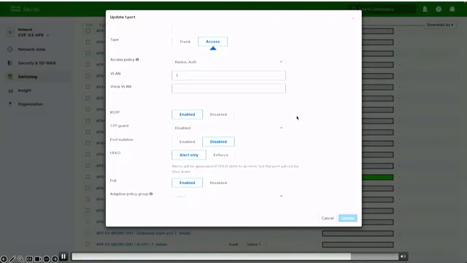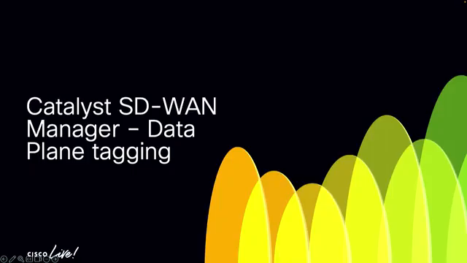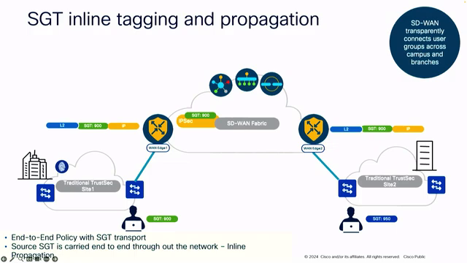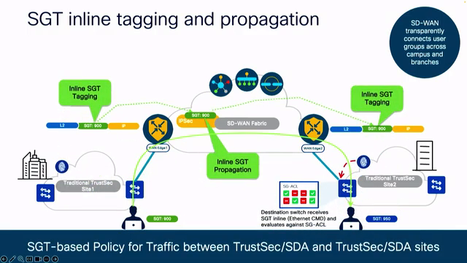All right, so let's move on to the next component, which is Catalyst SD-WAN Manager, data plane tagging. And this is a little different than what we discussed so far, like SDA and Meraki. So what is happening here? You know, SD-WAN is also SGT capable. That means it can understand SGT. But how are we doing that? We are doing inline SGT propagation.